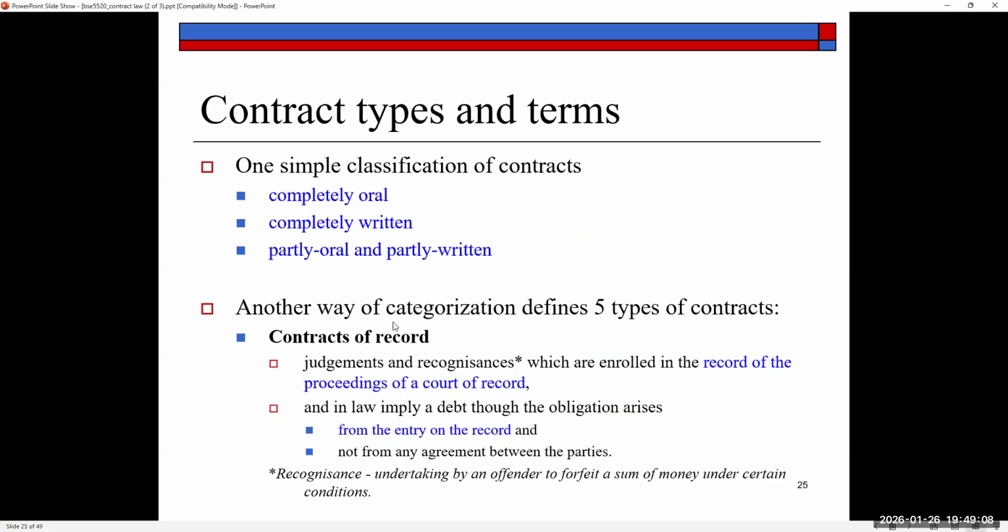The first one, contracts of record. Judgments and recognizances enrolled in the record of the proceedings of a court of record. So then you may ask, what is recognizance? Recognizance is an undertaking by an offender to forfeit a sum of money under certain conditions. Forfeit means agree not to take.